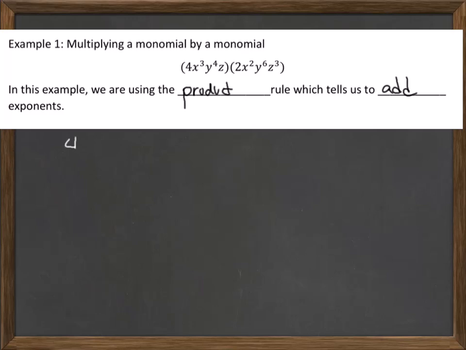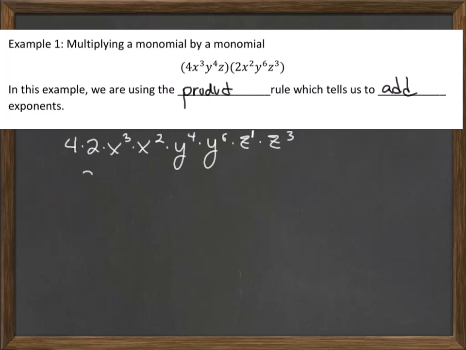So in other words, I'm going to rewrite this as 4 times 2 times x cubed times x squared times y to the 4th times y to the 6th times z to the 3rd power. And then for this z right here, I'm going to put a 1 here because z is the same as z to the 1st power. Okay, so let's keep going.